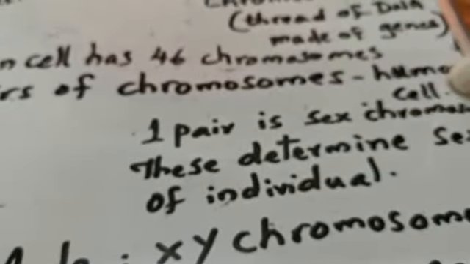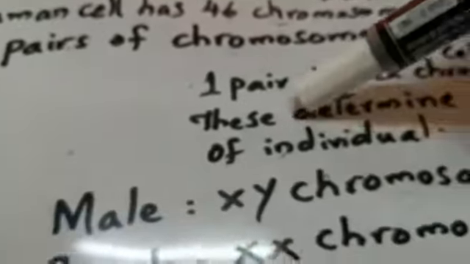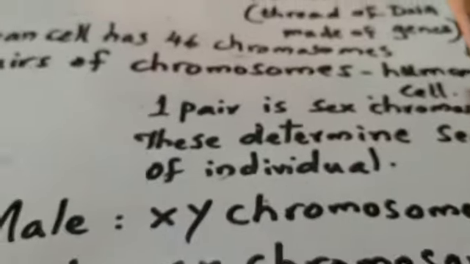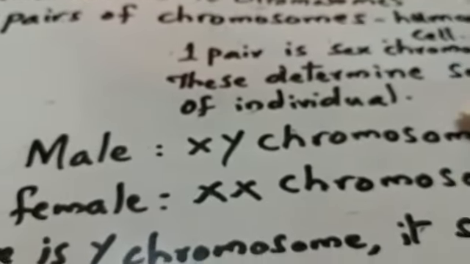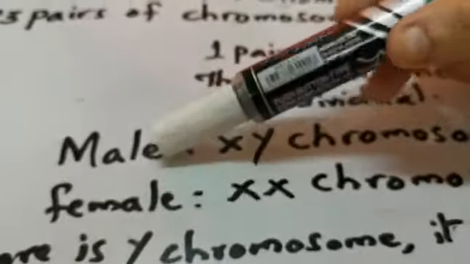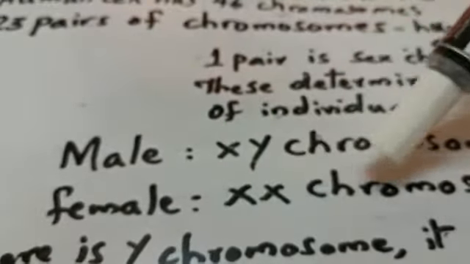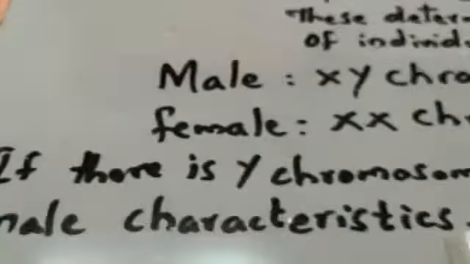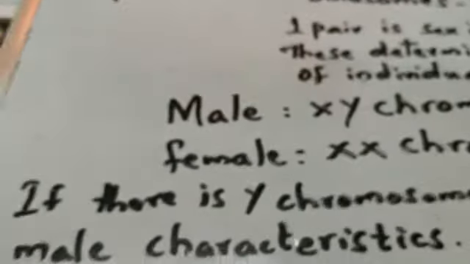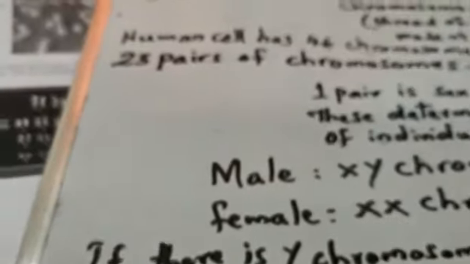But one pair of that 23 is the sex chromosomes that determine the sex of the individual, whether it's a male or a female. If the chromosome contains XY, then it's a male chromosome. The female chromosomes, XX, are called female chromosomes. If there is a Y chromosome present, it shows the male characteristics, of course. So these are the things.